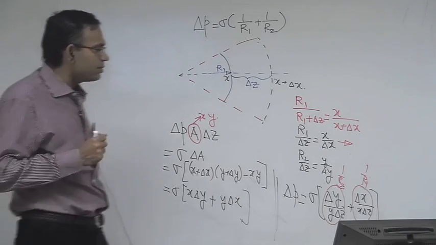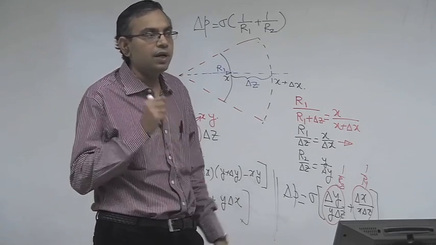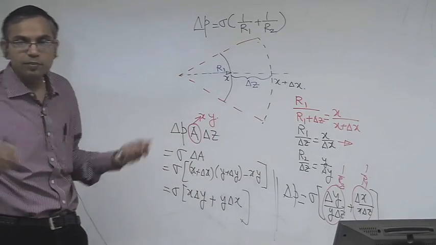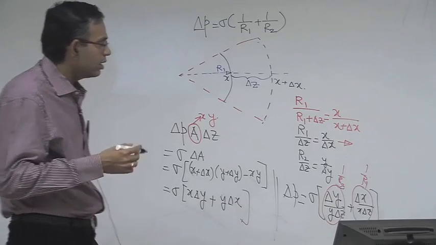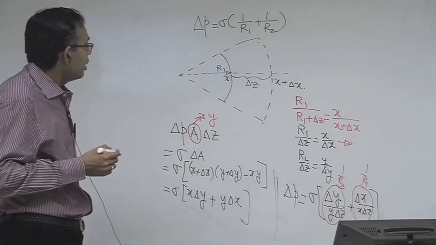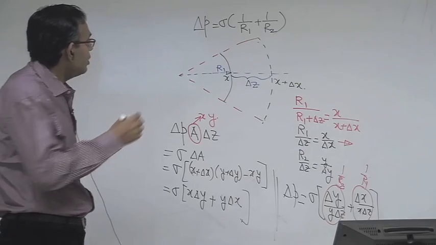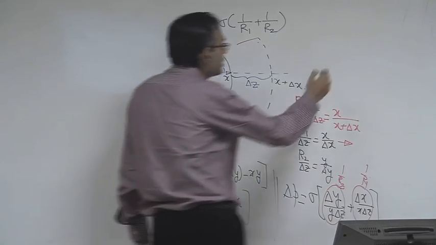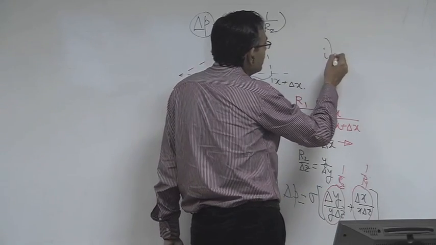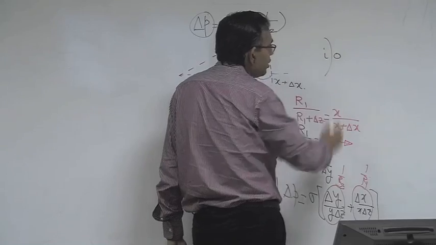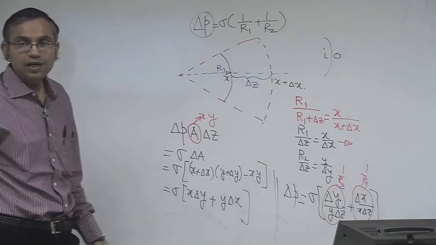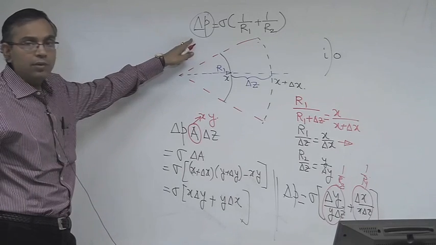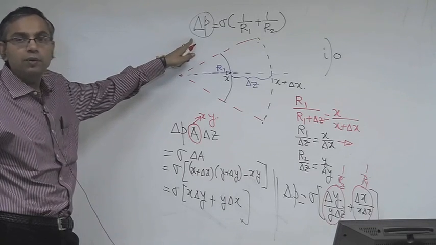Now, let us ask ourselves certain very simple questions. These questions might appear to be too simple, but let us try to answer them. Even if the question is simple, it is okay if we attempt to make an answer. So, the first question is that we are writing delta p. When there is an interface, there is an inside of the interface and there is an outside of the interface, right. So, delta p, we are talking about what? P in minus p out or p out minus p in?